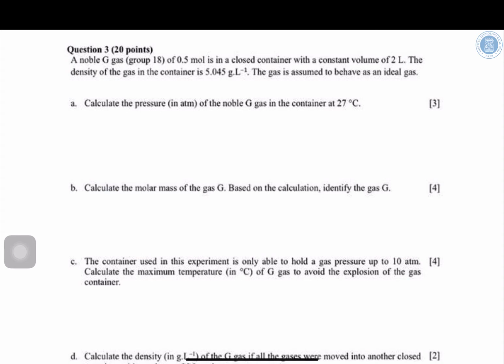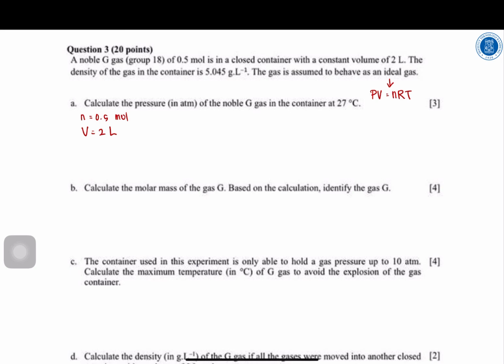So in that case, we can use the formula to calculate the relationship between, for example, mole, pressure, and volume using the ideal gas formula. Now let's take a look at the information. First is the n, which is small n, so n equals half. And then we have a constant volume, which is 2 liter.